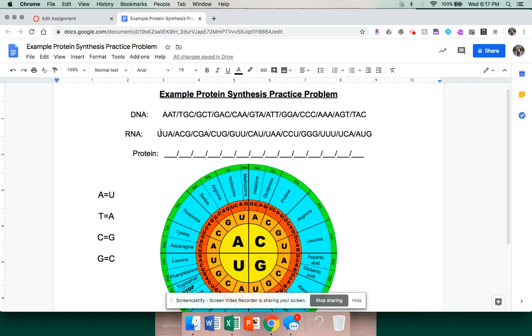Let's see if we have the right amount. All right, A to U, T to A, T to A, G to C, C to G, G to C, C to G, T to A, G to C, A to U, C to G, C to G, A to U, A to U.